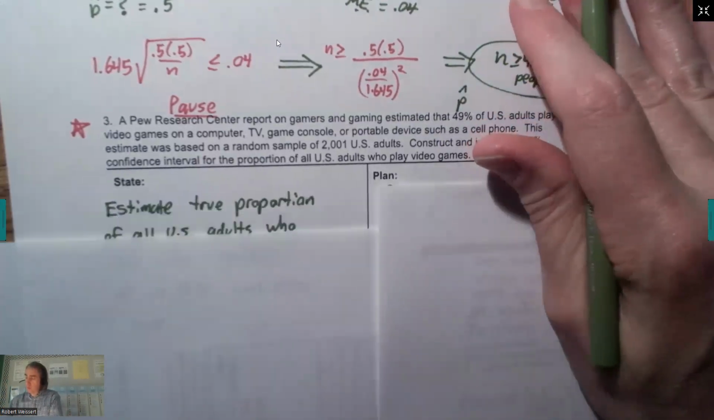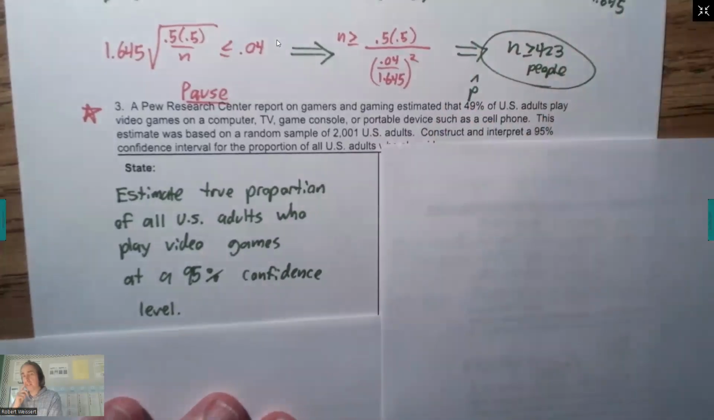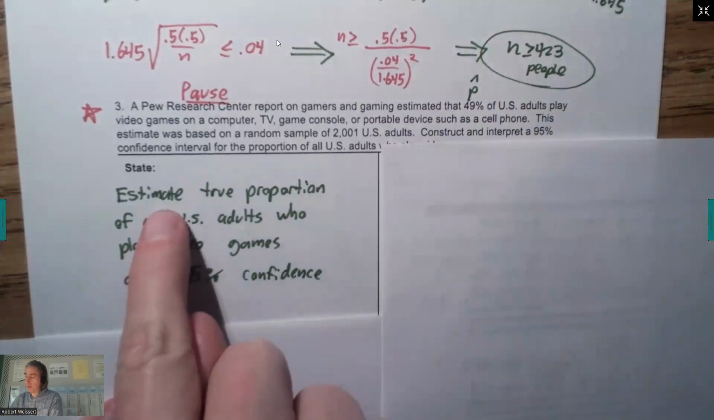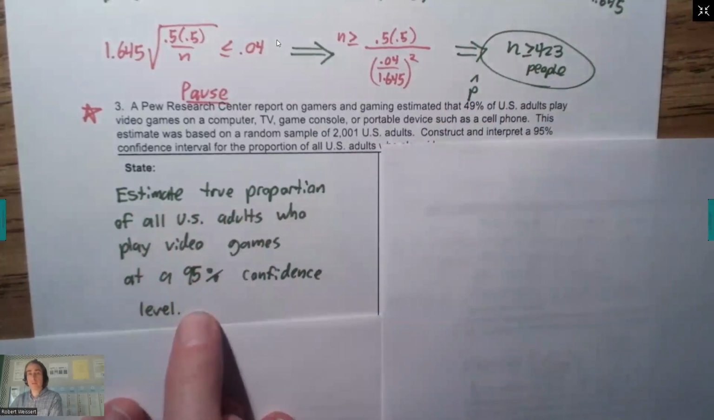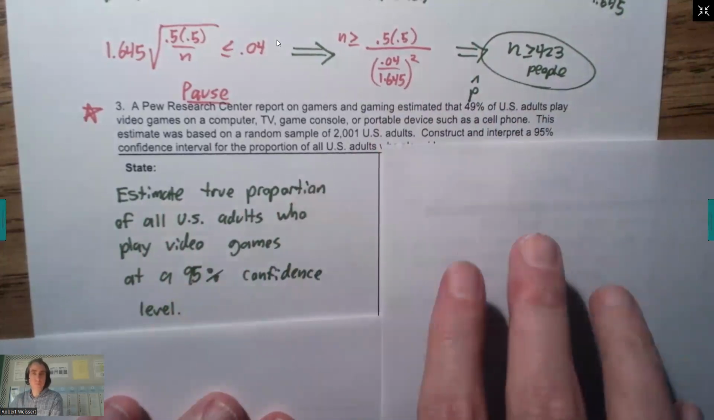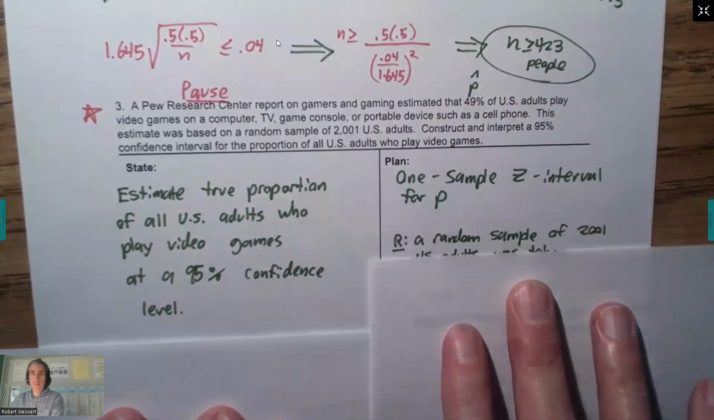Let's look at your state. Hopefully you have something that kind of matches this. We want to state our parameter, what we're trying to estimate, and our confidence level. So I said estimate the true proportion of all U.S. adults who play video games at a 95% confidence level. I'm basically restating that. My plan, I want to name the interval. So it's a one sample Z interval for p.